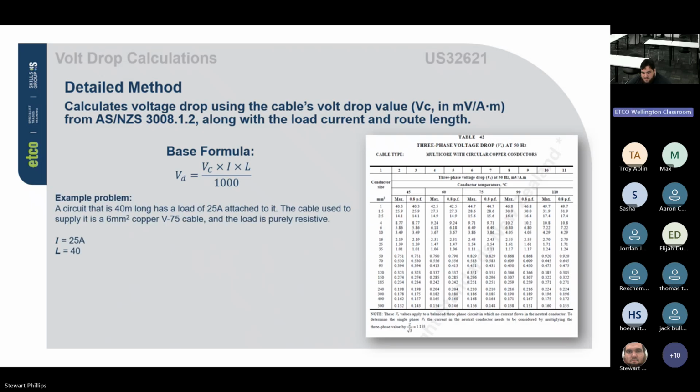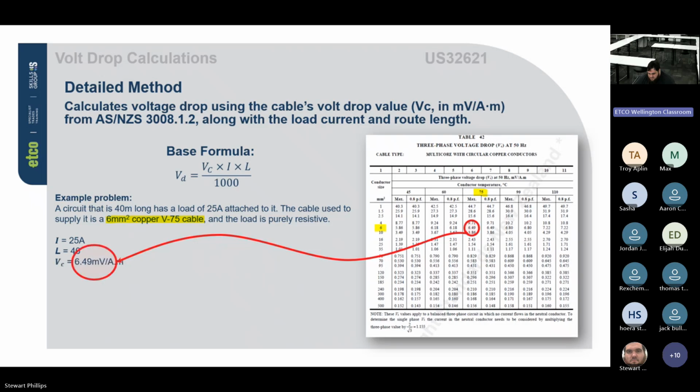Cool. So a circuit that is 40 meters long has a load of 25 amps attached to it. The cable used to supply it is a 6 mil copper V75 cable, and the load is purely resistive. So I, 25 amps, length 40 meters. So 6 mil, 75. So the temperature is 75. So when we talk about cable, V75, V90, V60, it's the conductor temperature rating. Cool. So 6.49 millivolts per amp meter.